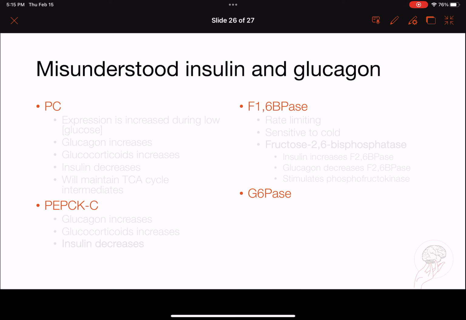All right, last but not least, we have G6 phosphatase. So phosphatases remove phosphate groups. Kinases add phosphate.